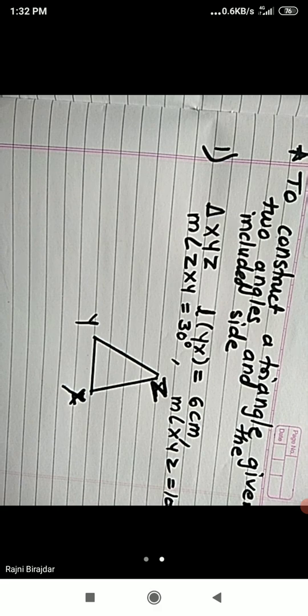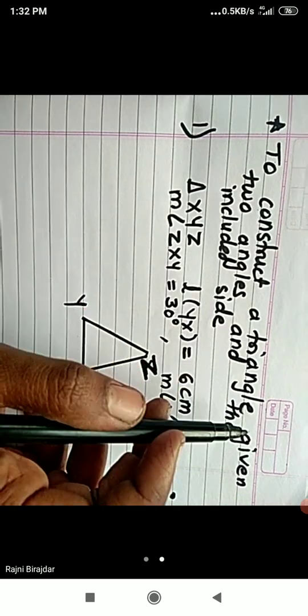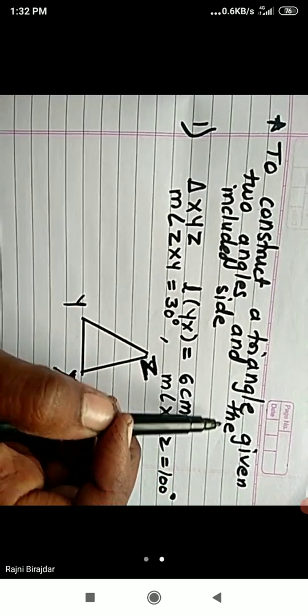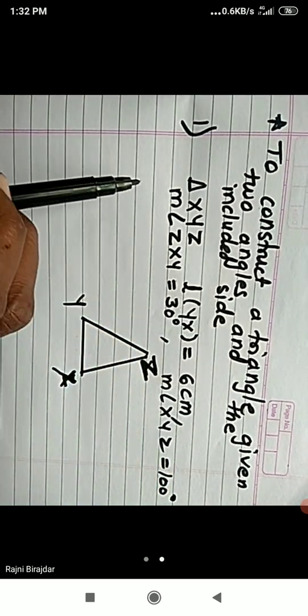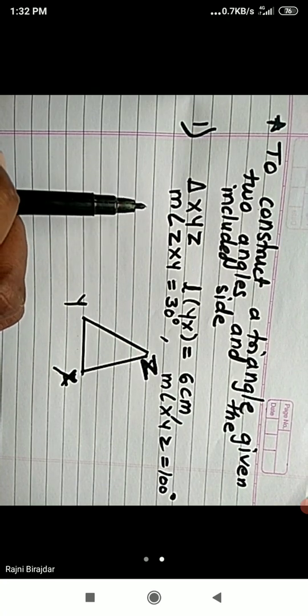So here, next in our practice set, it is about constructing a triangle given two angles and the included side. Here I have taken one example. After that, I will show you practice set 4.